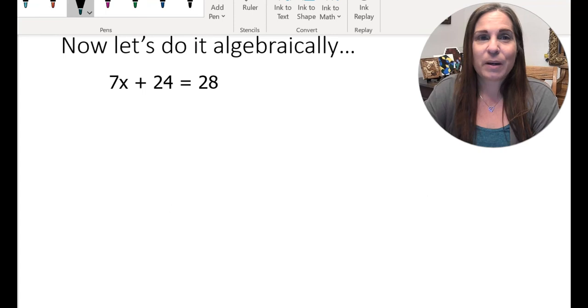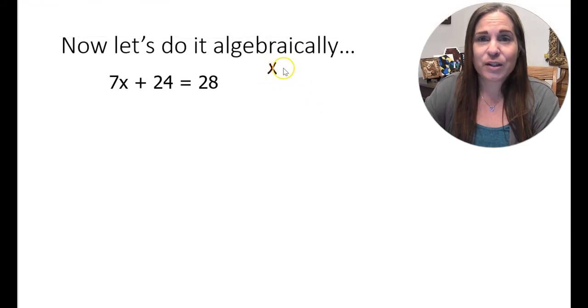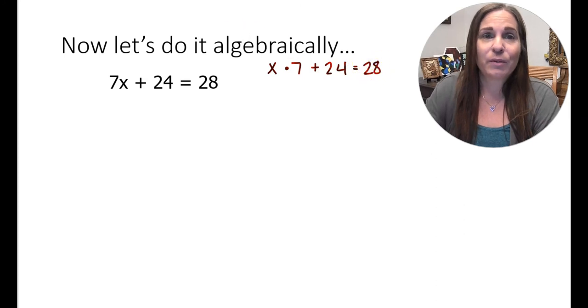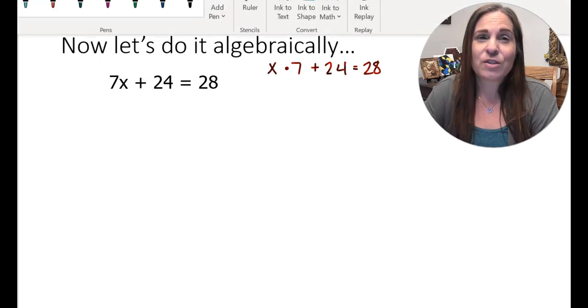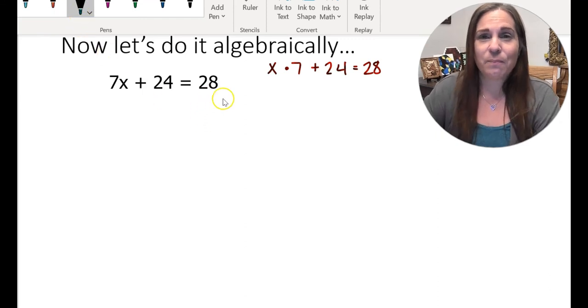So just as a reminder, I'm going to write our order of operation steps over here. I would start with the x, right? Then the first thing I would do is multiply by 7. The next thing I would do is add 24, and then that would get me to my answer, right? So remember, we're going backwards in our order, but we're also using inverse operations to undo each step.